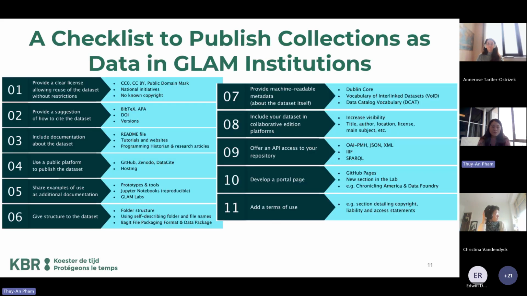And we also used the GLAM Labs checklist to publish collections as data. We used it as a framework for technical and functional requirements. The checklist provides a structured method for thinking about collections as data, and it helped us address criteria such as rights and licensing, persistent identifiers, versioning, etc. And so we mapped those criteria to practical requirements adapted to KBR.